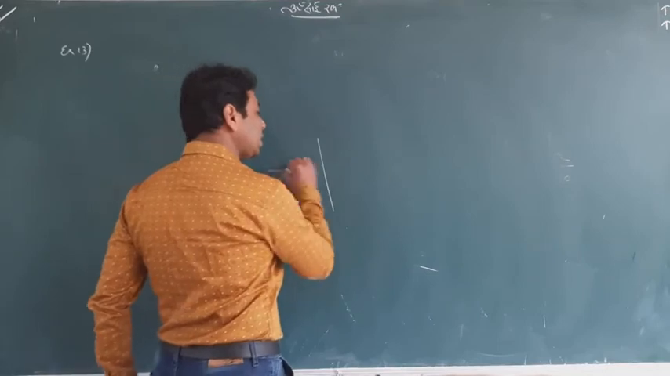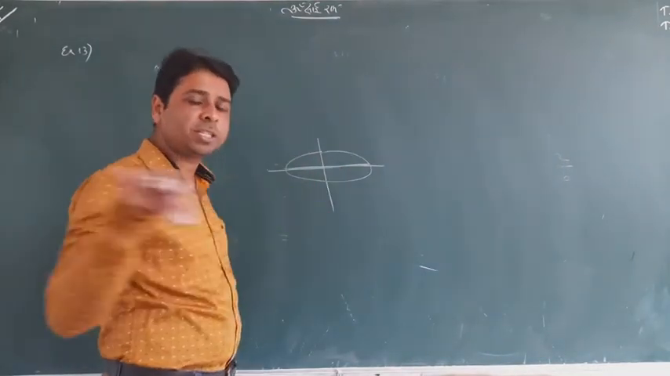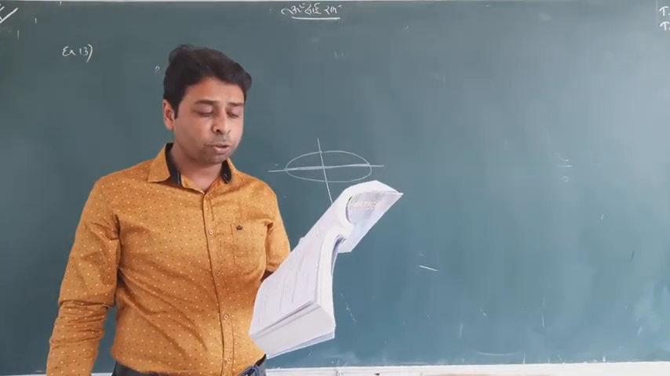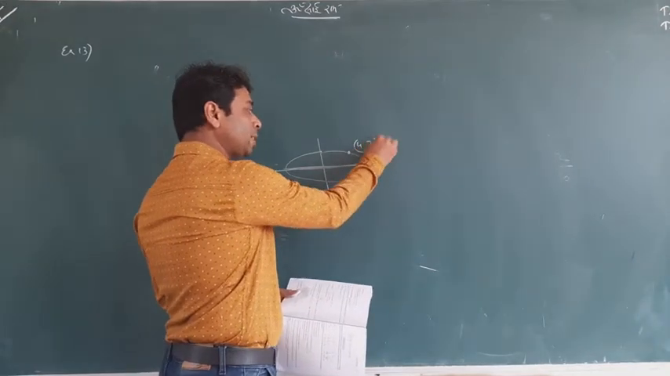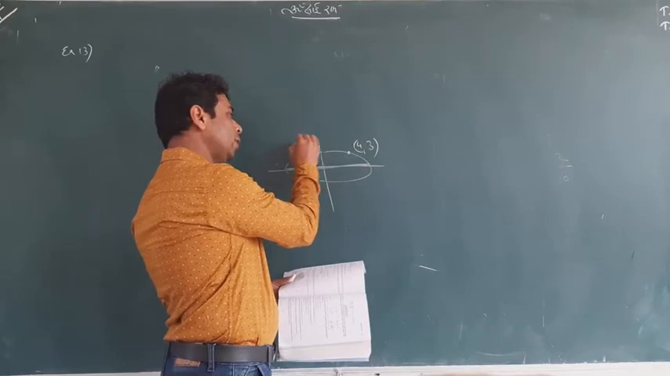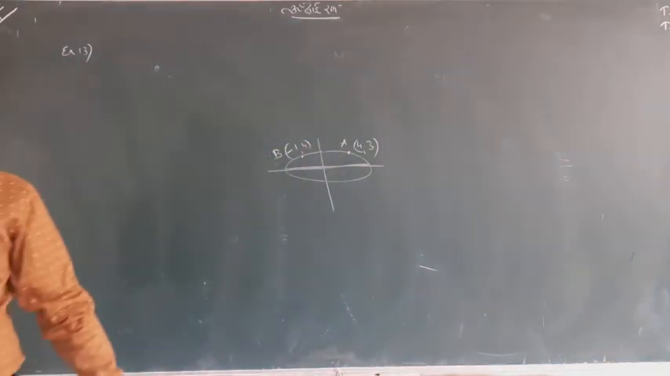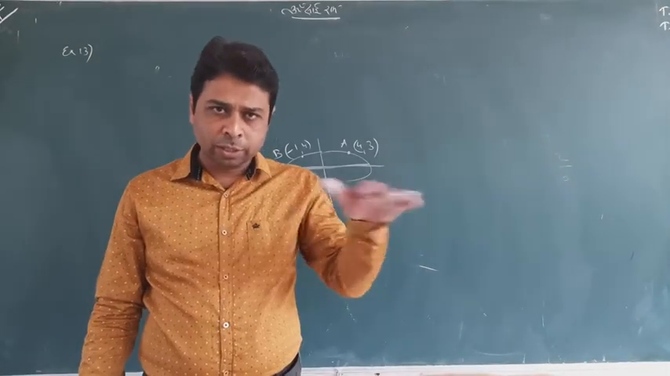When the major axis is along the x-axis, it means it is along the x-axis and passing through the point (4√3, -1). Your ellipse is passing through (4√3, -1). This particular picture is actually there. Now try to understand. First of all, what we are given is that the major axis is along the x-axis.